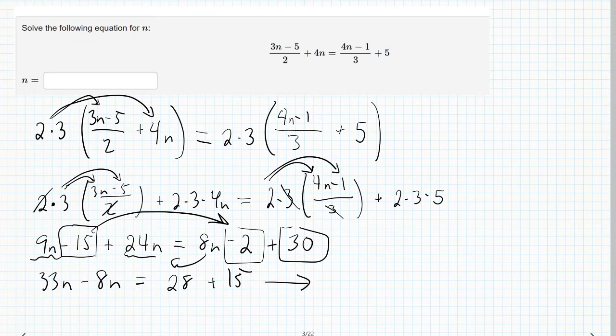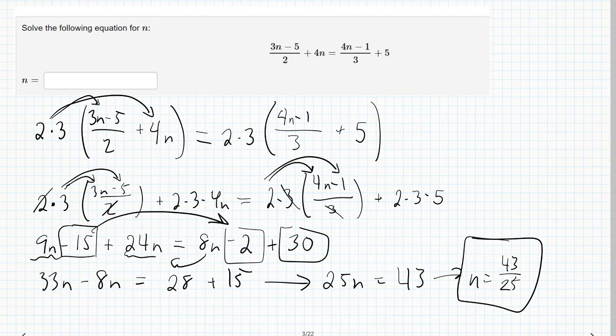So what does that do for us? 33 minus 8, what is that? 25, I believe. So 25n. 28 plus 15, that's 43. So that gives us a final answer of n equals 43 over 25. Okay, questions on that?